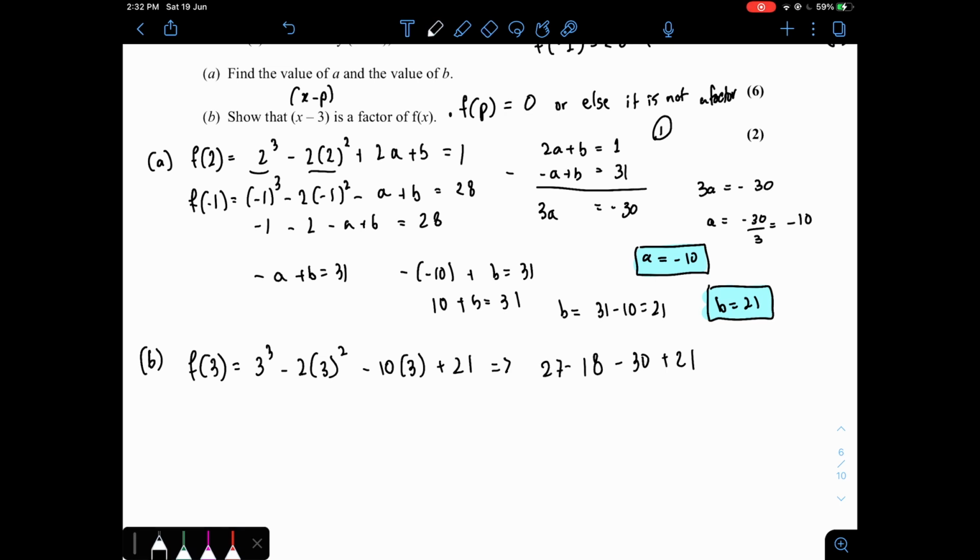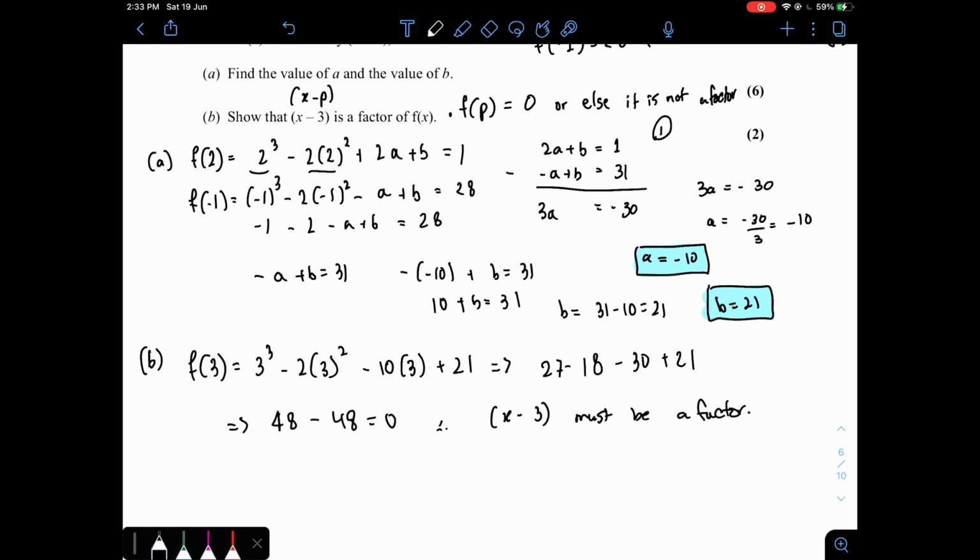So 27 minus 18 minus 30 plus 21. What I usually do is I want all the additions on one side and all the subtraction on one side, so I simplify it further and I write 27 plus 21 is 48, and this would be minus 48 and equals 0. Hence x minus 3 must be a factor.